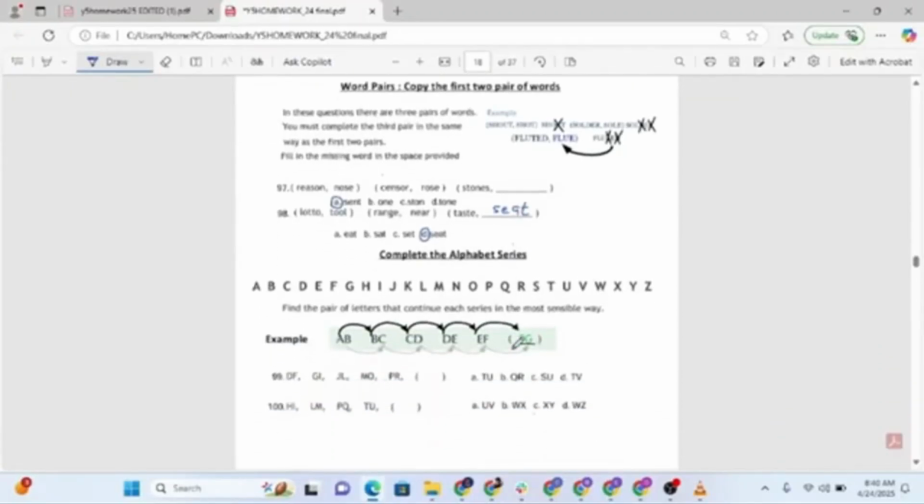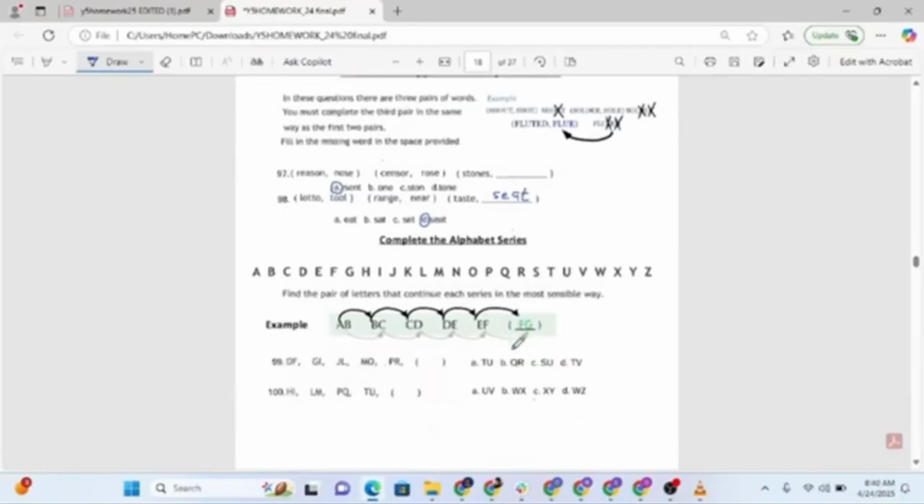Complete the alphabet series. A, B, C, D, E, F, G, H, I, J, K, L, M, N, O, P, Q, R, S, T, U, V, W, X, Y, Z.